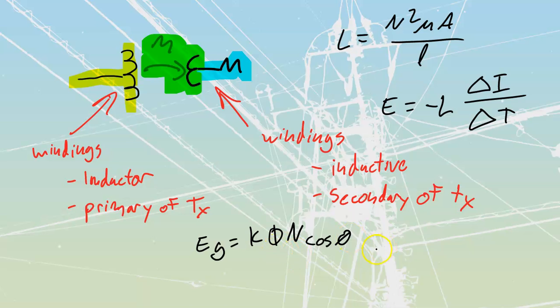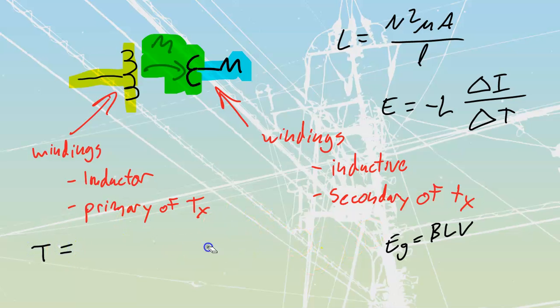We are going to use good old Faraday's here. EG is equal to BLV. That one you should be familiar with: flux density, length, and velocity. And we are going to have this other one, which is going to be my T. Erase that one because it's too similar otherwise. T, torque, is equal to my K phi N. And once again, we can apply a cosine to that one to figure out what our values of torque are.